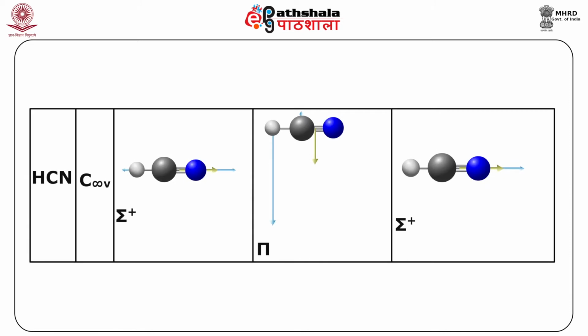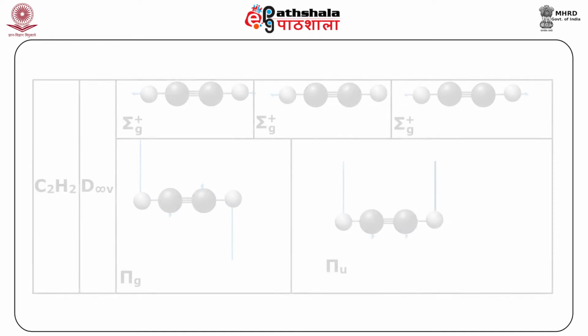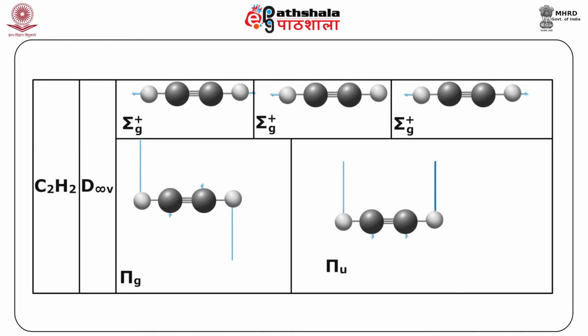Similarly, HCN also does not have a center of symmetry, and similarly you have sigma plus, pi and sigma plus. Acetylene is a little more complicated because there are 4 atoms. So there are 3n minus 5 modes, since it is a linear molecule.